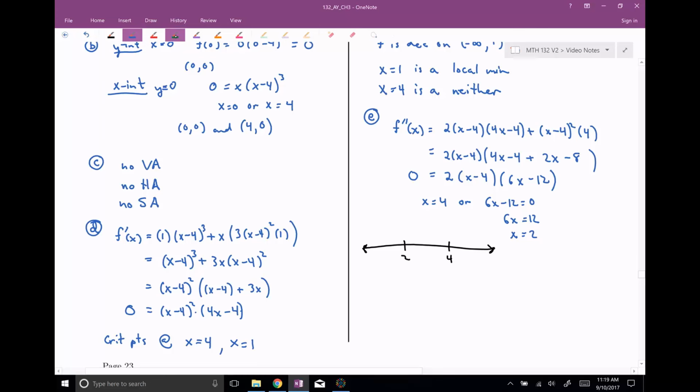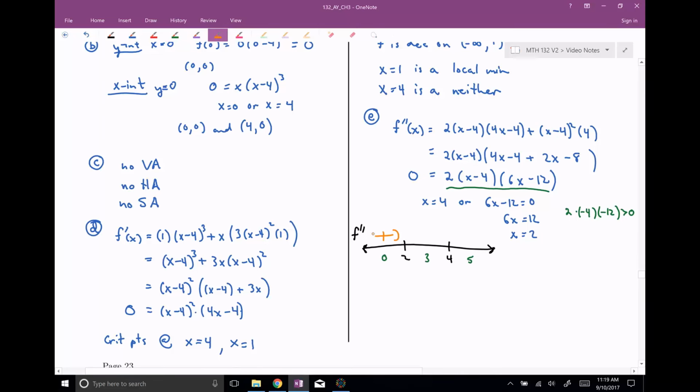Now we go ahead and choose test points. So I'm going to choose maybe 0, 3, and 5. Remember, I'm plugging these into my second derivative because I'm interested in whether the second derivative is positive or negative, because that's what's going to tell me about concavity. If I plug in 0 into my second derivative, I would have 2 times negative 4 times negative 12. The big thing is you have 1 positive and 2 negatives, so whatever that answer is, it's going to be greater than 0.